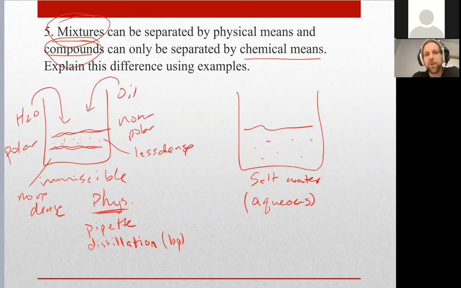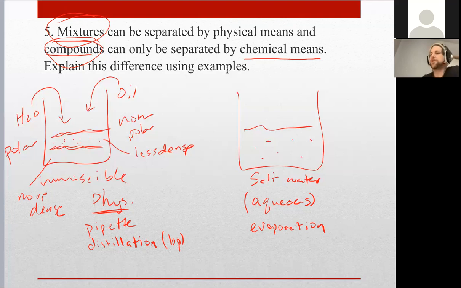Pipetting for the oil and water will be effective, but if you have two liquids that dissolve in each other and make some sort of salt solution, you can boil off the water. So for salt water, you can evaporate out the water, and the solid salt will remain. And then we'll talk about distillation a little bit more.